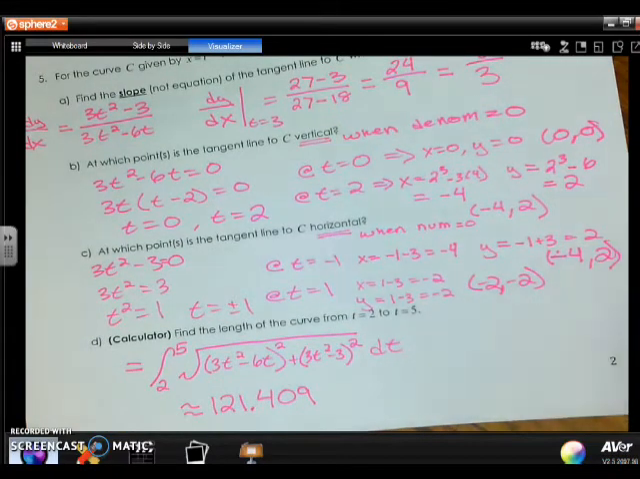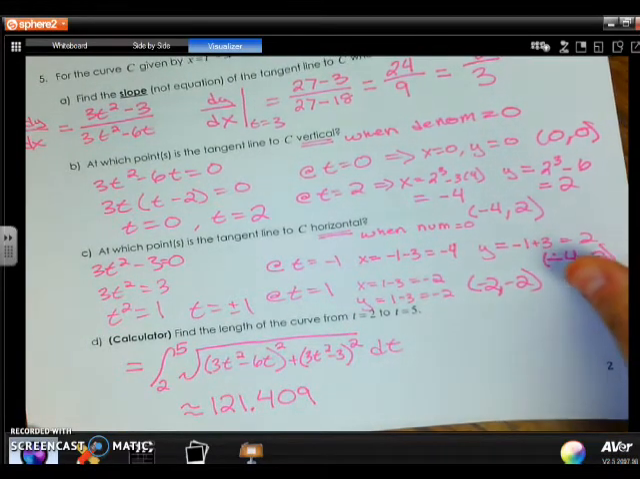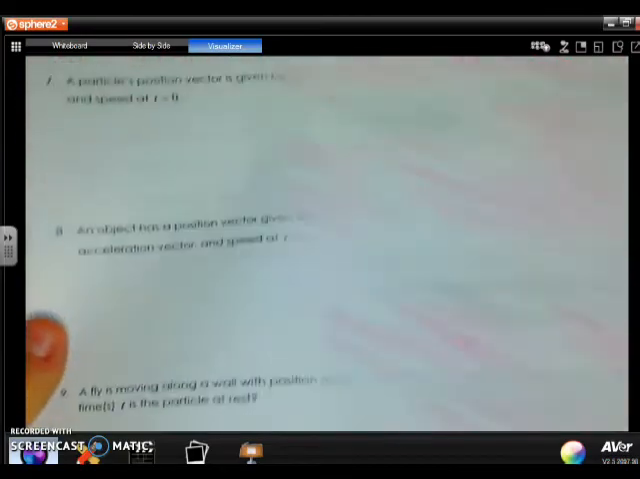Alright, so that is page 2, and I'm going to switch up and we'll move to page 3 here. I'm going to scooch this down.